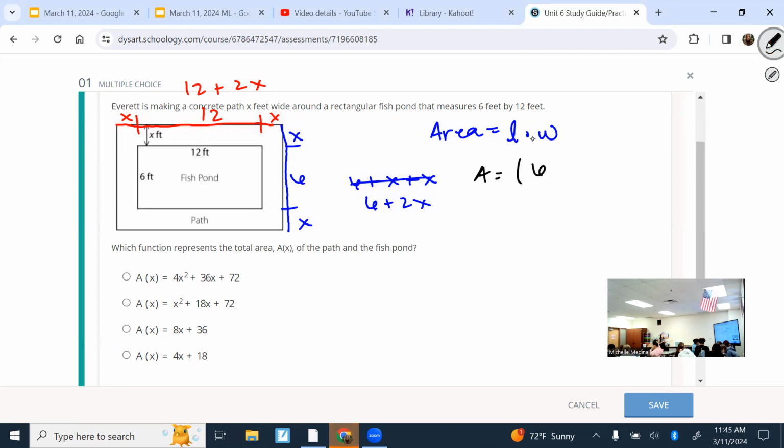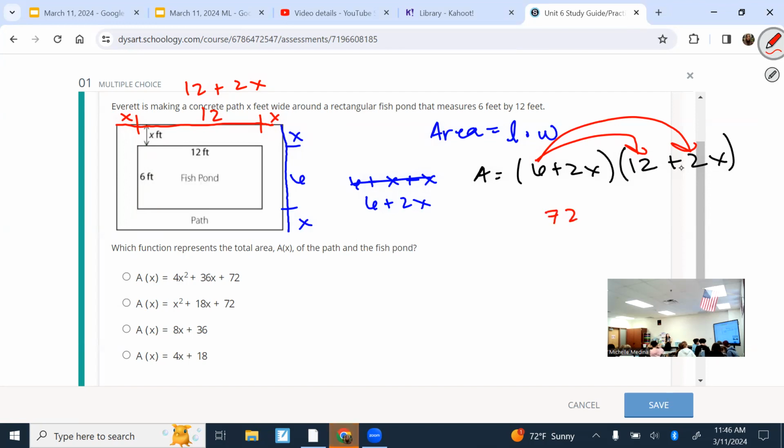So I have 6 plus 2X times 12 plus 2X. And you could double distribute, you could FOIL, you could box method. What do you guys prefer? Double distribute. I do think my students understand that usually the most from year to year. So what's 6 times 12? 6 times 2X.